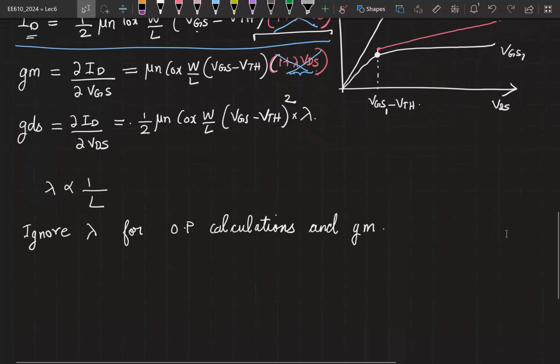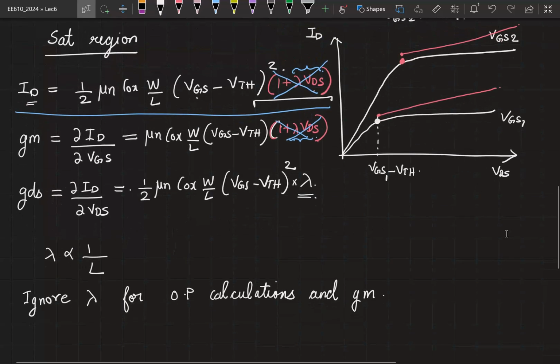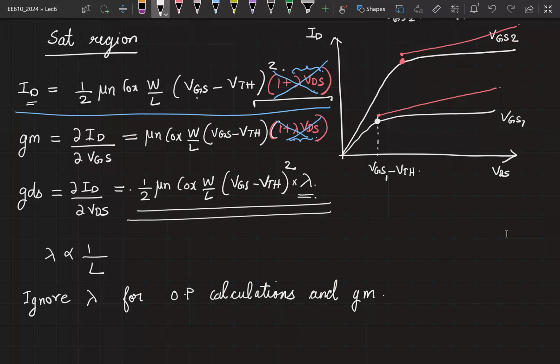Now in GDS, if you put lambda equal to 0, then the whole equation goes back to 0. But as you can see, the main effect that we see here is that GDS, instead of being 0, is now a very finite value. So we calculate GDS using this equation. And this equation can be simplified into, what does this remind you of? ID. So we simply say this is equal to lambda times ID.